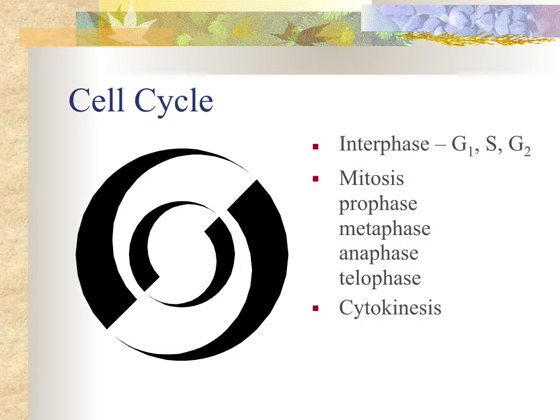But at some point, the cell grows enough that it decides, I'm going to reproduce. And then it enters an S phase where it copies its DNA. Okay, after it copies the DNA, it enters another growth phase, G2, where it copies the proteins needed to reproduce. And then it goes through mitosis, a splitting of the nuclear material, and then the cytoplasm splits in cytokinesis.